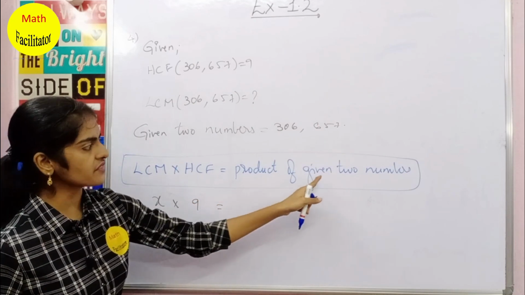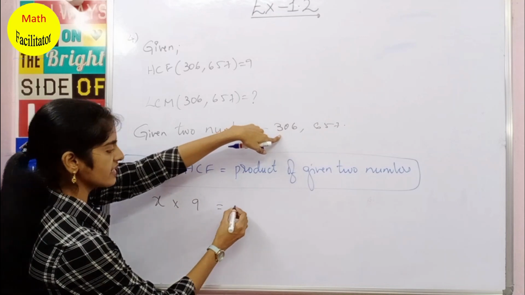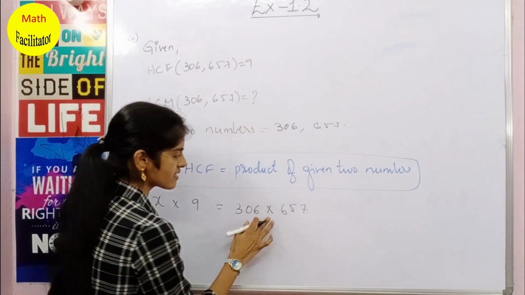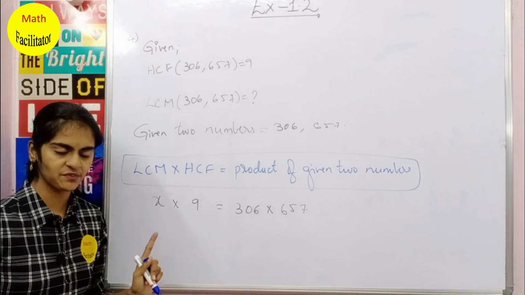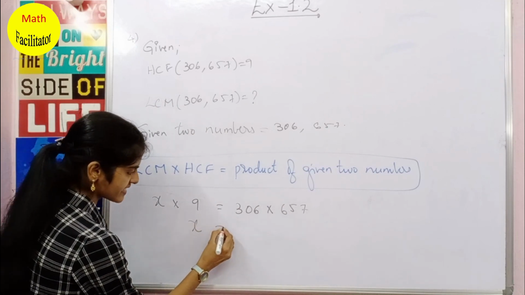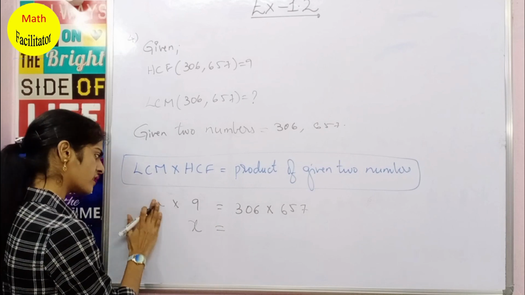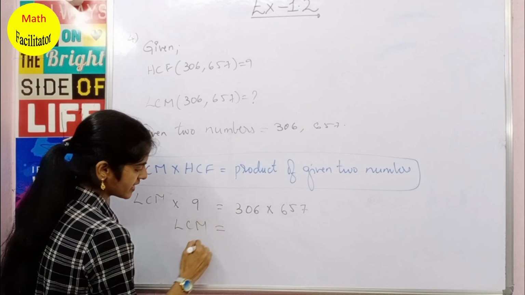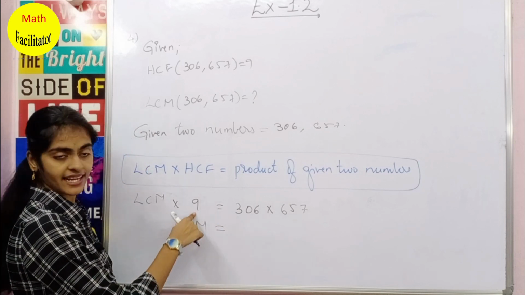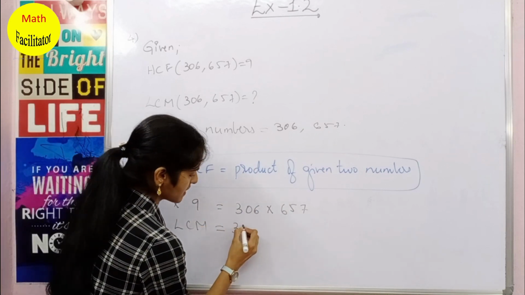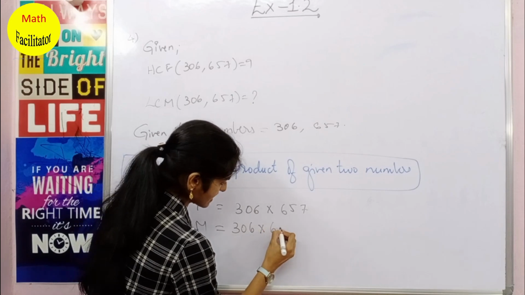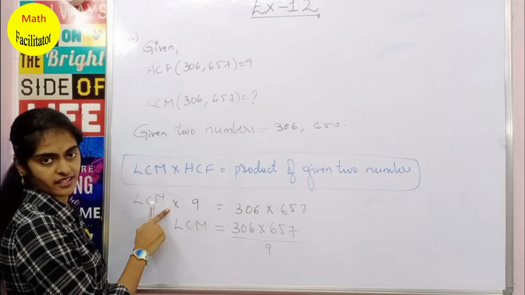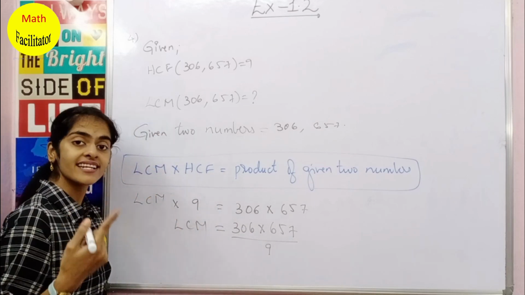Now the product of the given two numbers. The given two numbers are 306 and 657. Product means you will just simply multiply both the numbers. So you want the value of X. X is nothing but LCM, or else directly you can keep it as LCM itself. So LCM you want, so you'll send 9 to the other side. So this becomes 306 multiplied by 657 divided by 9. 9 is in multiplication here, so going to the other side becomes division.